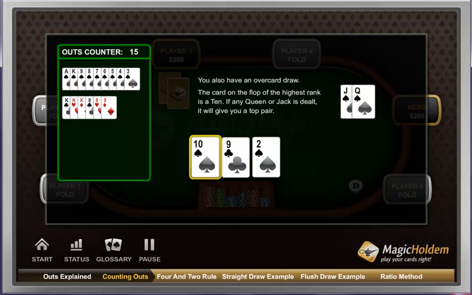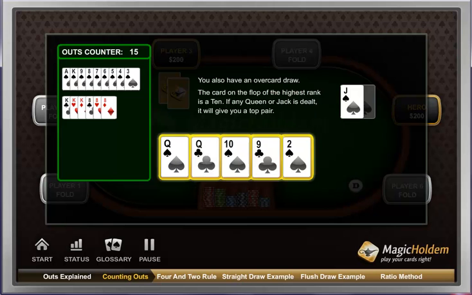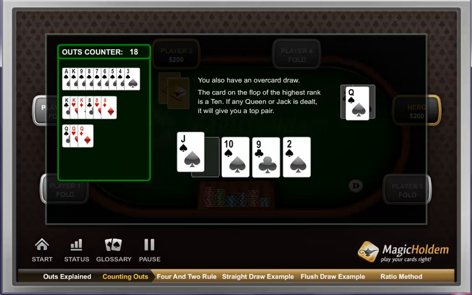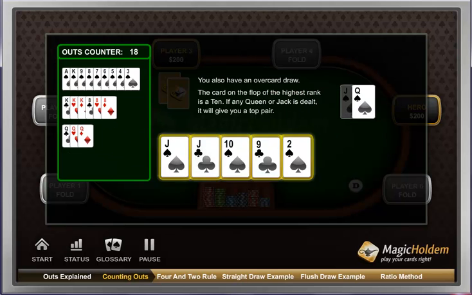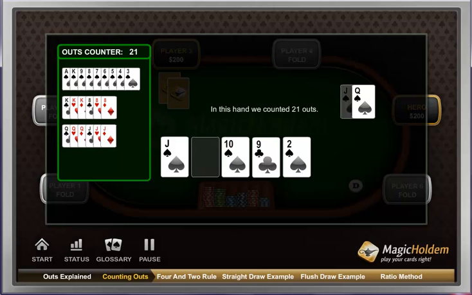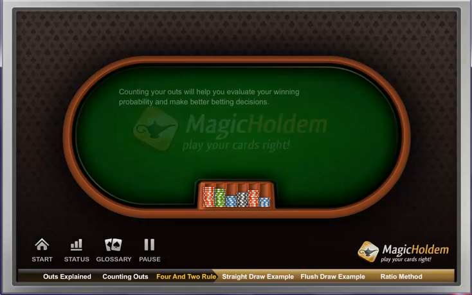You also have an overcard draw. The card on the flop of the highest rank is a 10. If any queen or jack is dealt, it will give you a top pair. In this hand, we counted 21 outs. Counting your outs will help you evaluate your winning probability and make better betting decisions.